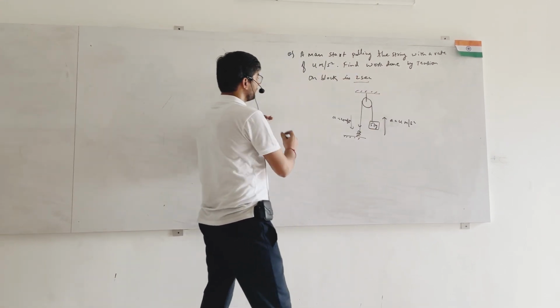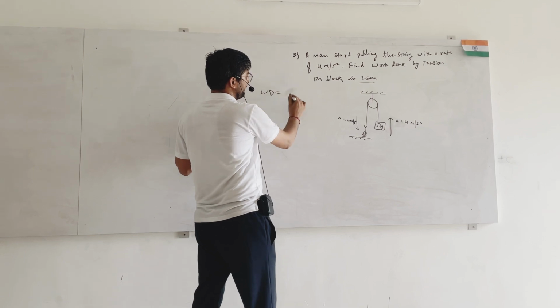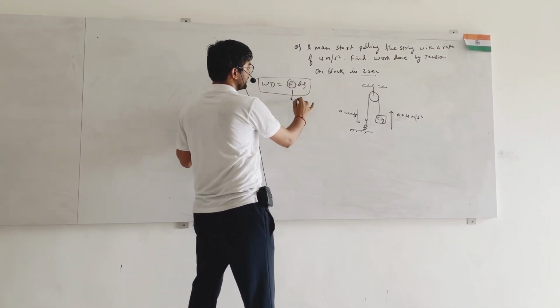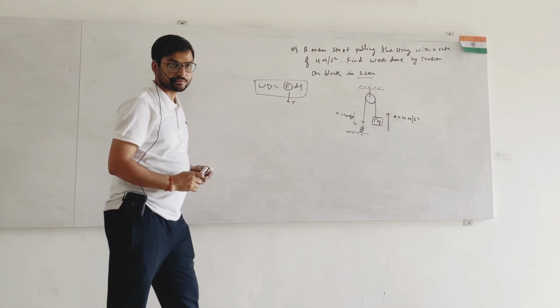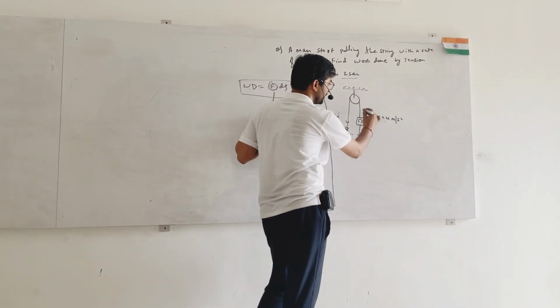Work done. Okay. So for work done, we know that it is F into dx. But in this case, F is nothing but the tension in the string. So firstly we find the tension. How to find tension? There is a mg of this block downward, and there is a T.